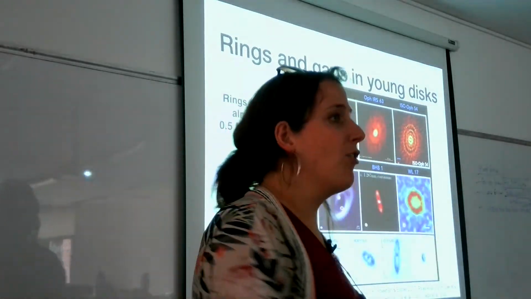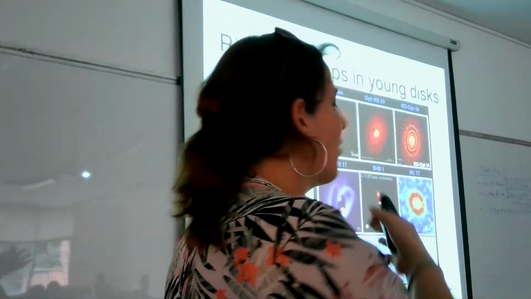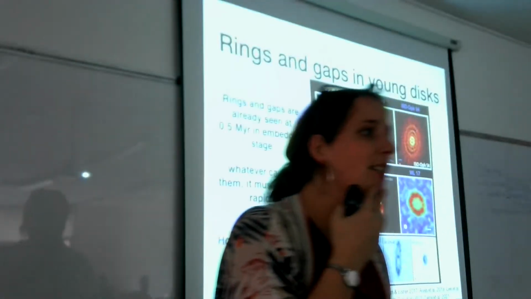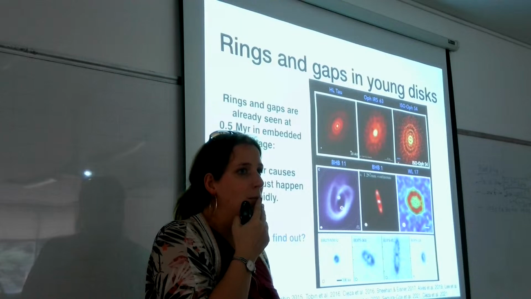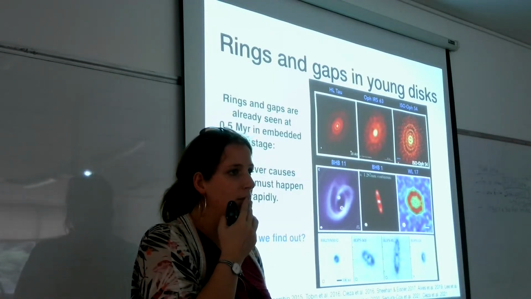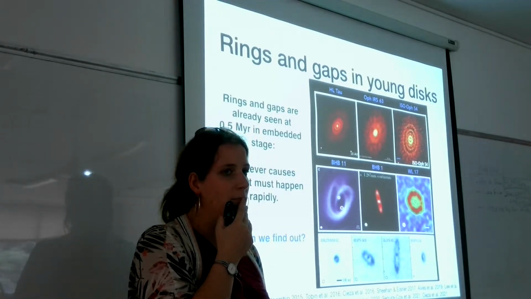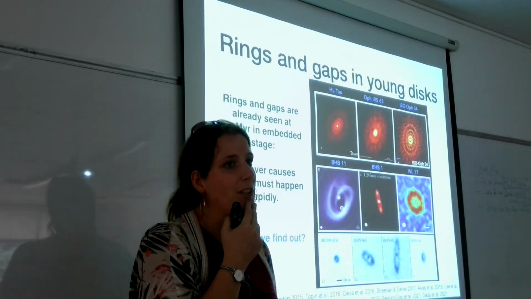So how can we find out what is causing the dust gaps in these ring disks? If you think of what we did with the transition disks, what do we need to observe?